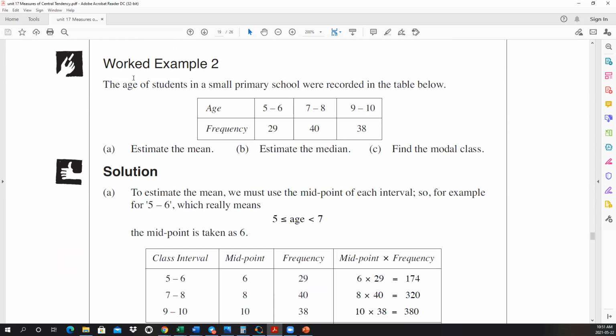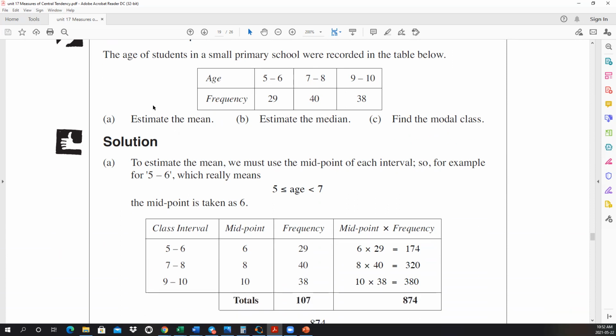So let us see what happened here. The ages of students in a small primary school were recorded in the table below. Estimate the mean, estimate the median, find the modal class. So you have the age classes 5 to 6, 7 to 8, 9 to 10, with frequencies 29, 40, 38. Already see that 7 to 8 would be the modal class because it's the most frequent, right?